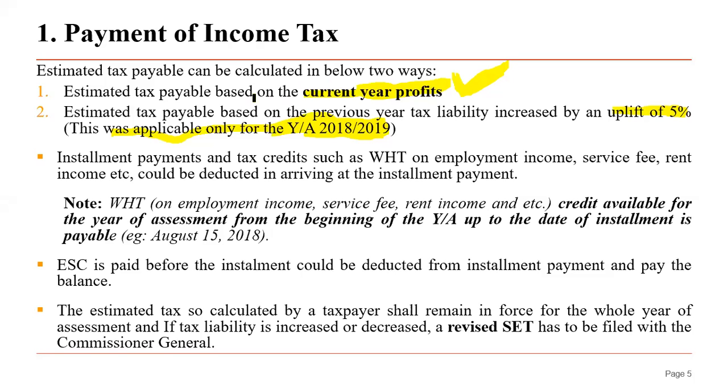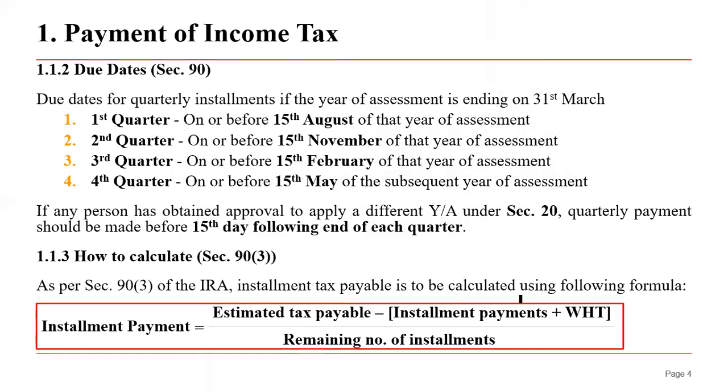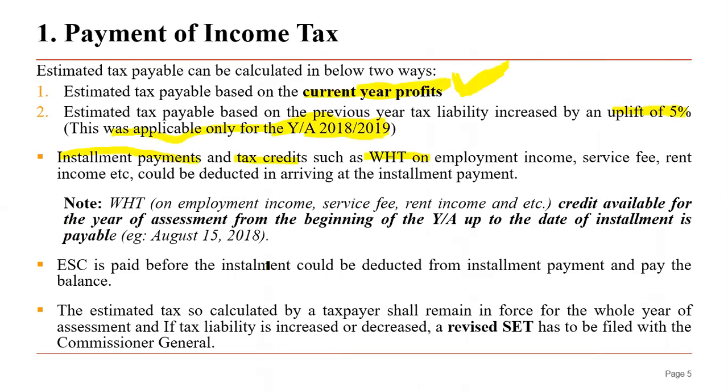So the next one is installment payment and tax credit, such as withholding on employment income, service fees, rent, etc. The installment paid and tax credit could be deducted in the installment payment as per the formula. Here is the withholding tax part. And the withholding on employment, service fee, rent income, etc.